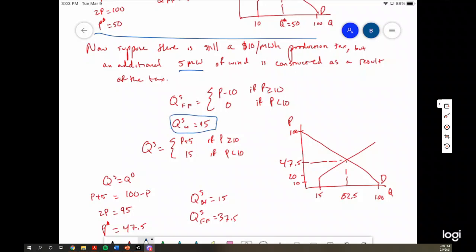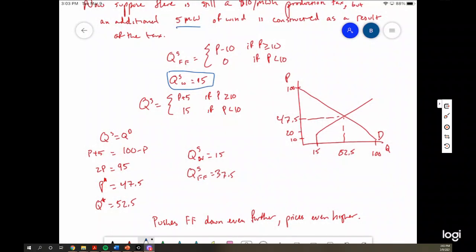So the supply function is going to be 15 if the price is 10, and P plus 5 if the price is greater than or equal to 10. That's because if the price is greater than or equal to 10, we're going to get that additional 5 units. So solve for the equilibrium quantities and prices. Again, doing so, we can now just focus on this section of the supply function and the demand function. So that's going to be P plus 5 equals 100 minus P over here. Solving this, we get P star equals 47.5, Q star equals 52.5, and of that, the supply from wind is 15. The supply from fossil fuel production is 37.5.